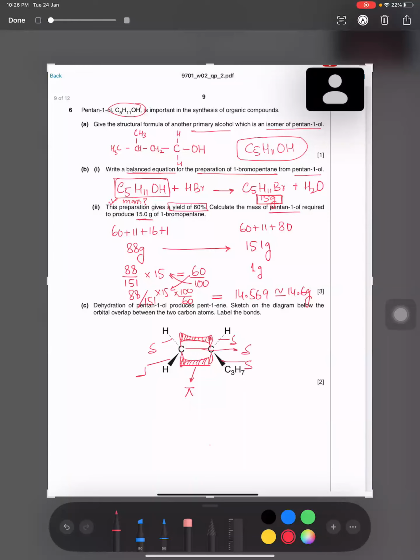And a pi bond is always when, after a single bond, a double bond forms, then the double bond is a pi bond, and the triple bond is also a pi bond. Single bonds are always sigma bonds. Okay? Yes, sir.